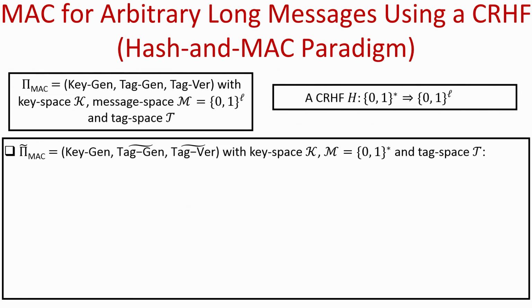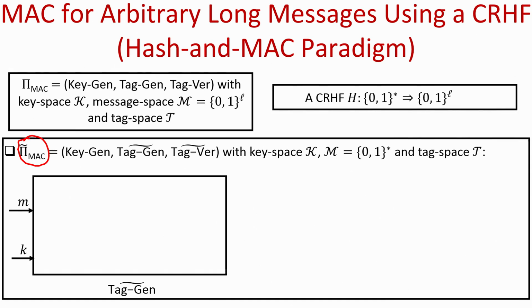So, here is how we compose the fixed length MAC along with the collision resistant hash function to obtain the message authentication code pi tilde. The tag generation algorithm is as follows. It takes a message, which could be of any length, an arbitrary bit string, and a key k randomly generated by the key generation algorithm. Just to stress here, the key generation algorithm of the composed MAC is the same as the key generation algorithm of your base MAC. So, if the base MAC outputs a uniformly random key of some fixed size, then so does the key generation algorithm of this composed MAC.